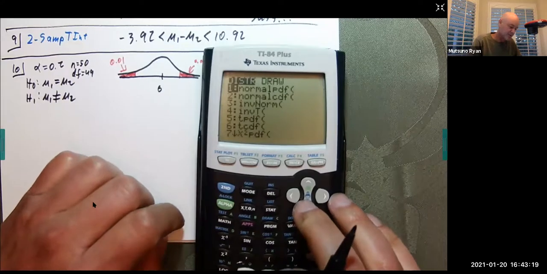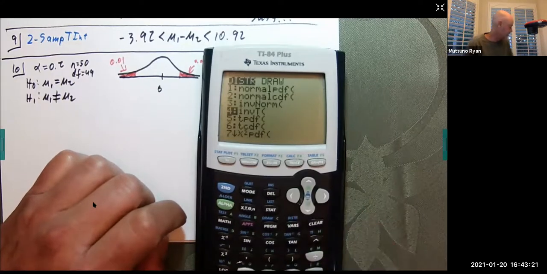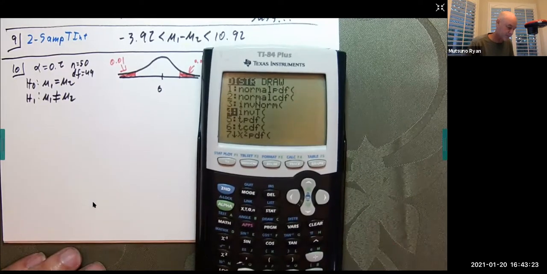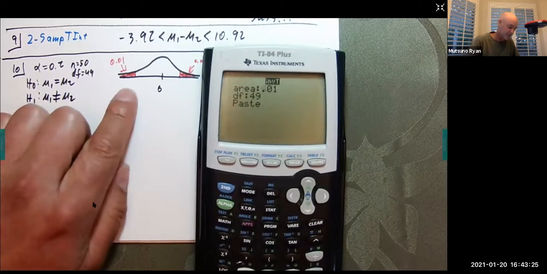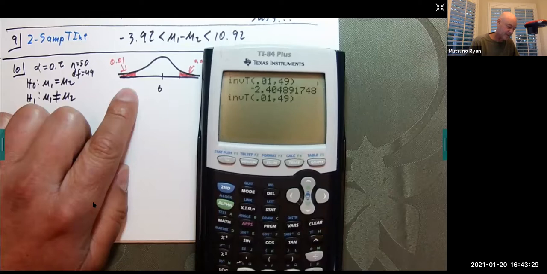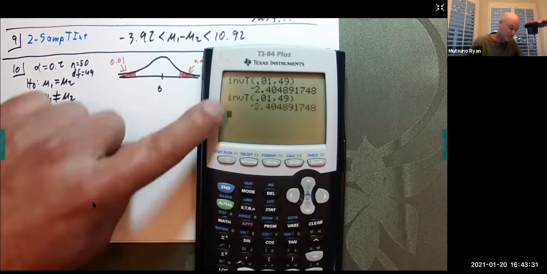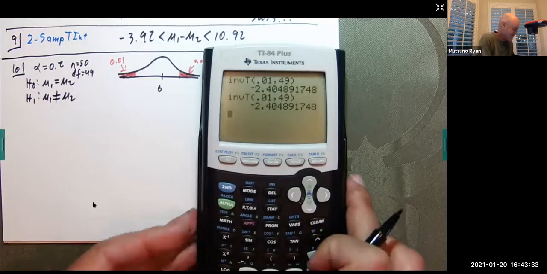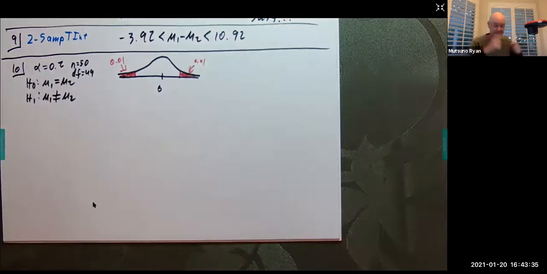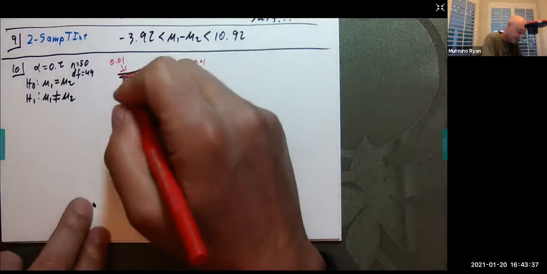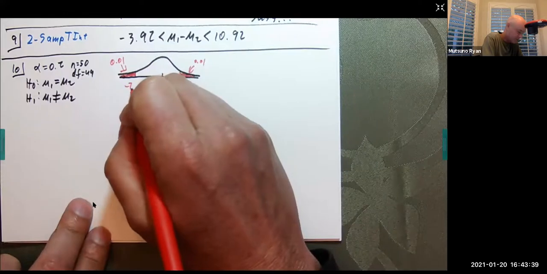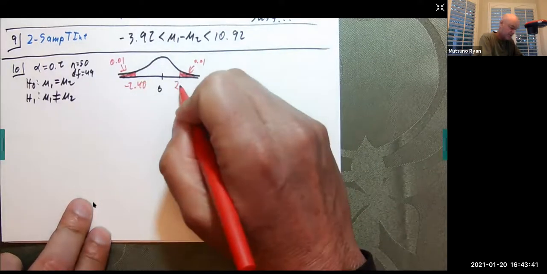Distribution, inverse T. Again, if you don't have inverse T, you'll have to use the table. Area 0.01, degrees of freedom 49. Oh, that's the same one above. So the critical values don't change, but the test statistic will, because we're pooling in this case. Negative 2.40 and 2.40.